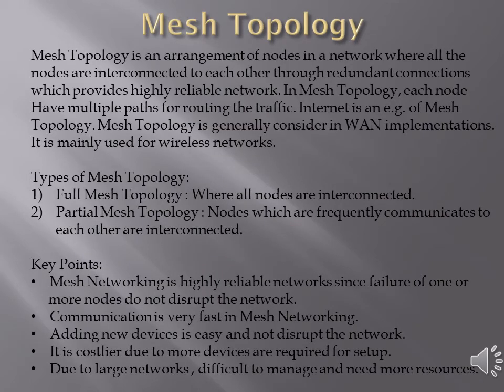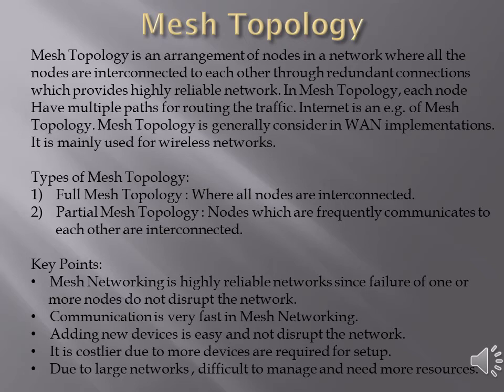Mesh topology. Mesh topology is an arrangement of nodes in a network where all nodes are interconnected to each other through redundant connections, which provides a highly reliable network. In mesh topology, each node has multiple paths for routing the traffic. Internet is an example of mesh topology. Mesh topology is generally considered in WAN implementations. It is mainly used for wireless networks.